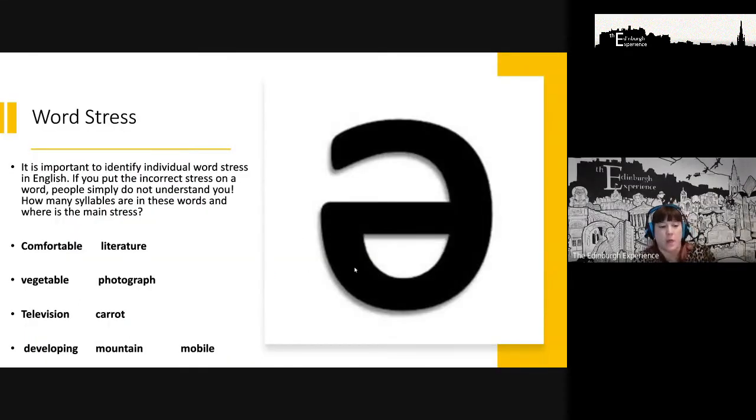So, when we're thinking about the schwa in relation to word stress, okay, and word stress is really important to being able to both pronounce correctly, but also understand correctly. We need to think about how many syllables there are in a word, and where the main stress of that syllable is, okay?